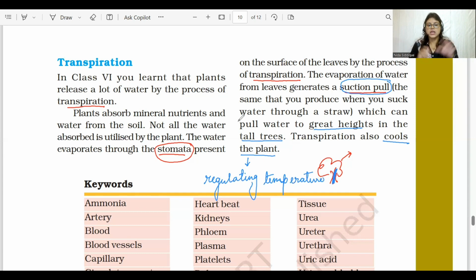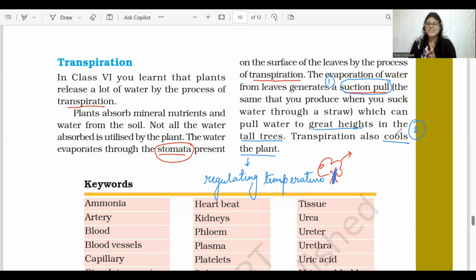So this is how transpiration works. It is a loss of water for the plants, but it is very important. It creates a suction pull, which is one of the most important functions, so that water can be absorbed and sucked to great heights. It also cools down the temperature of the plant. It keeps the plant cool.